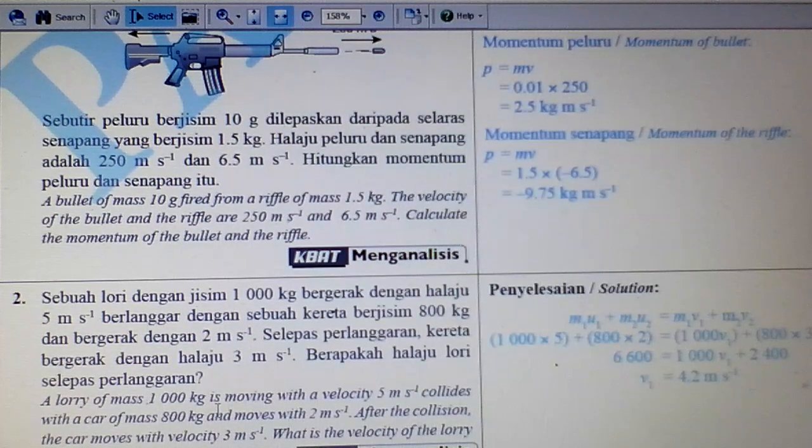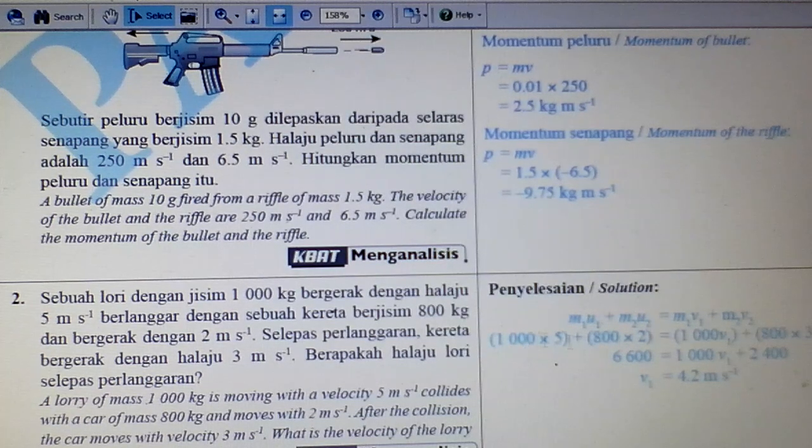A lorry of mass 1000 kg is moving with a velocity of 5 m s^-1, colliding with a car of mass 800 kg moving at 2 m s^-1. After the collision, the car moves with a velocity of 3 m s^-1. What is the velocity of the lorry after the collision? Okay, so this one is like an elastic collision, they move separately. The lorry and the car move separately, so they have different velocities.